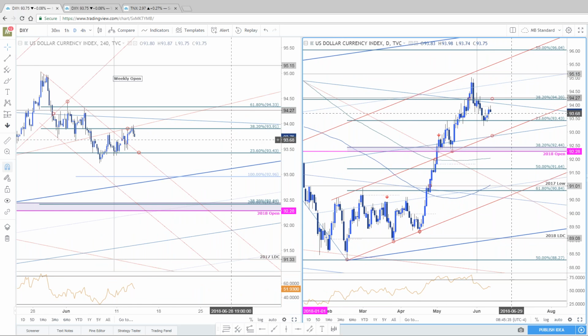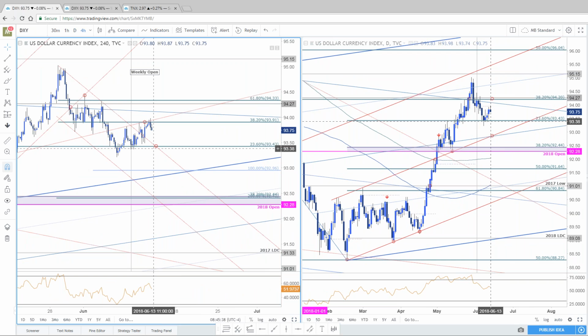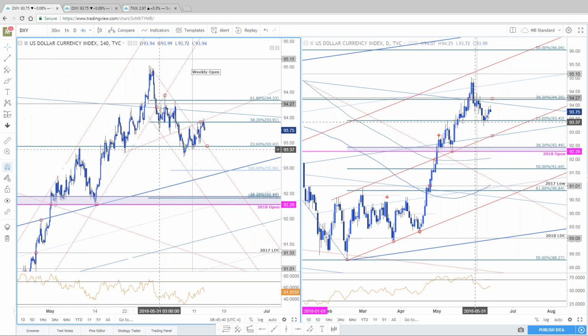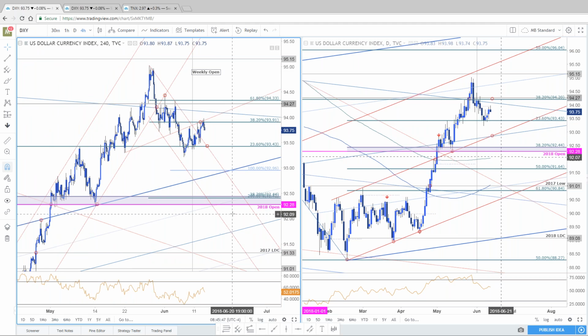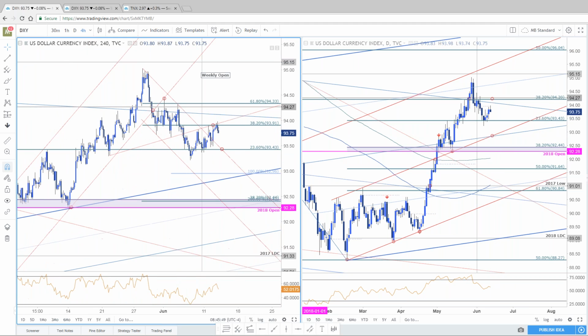So we know our levels. Near-term support is the weekly opening range lows, 93.43 is the basic 236 and former slope resistance. So a break below this objective region puts us right back on target. Okay. Any questions on DXY, Fed, anything like that?